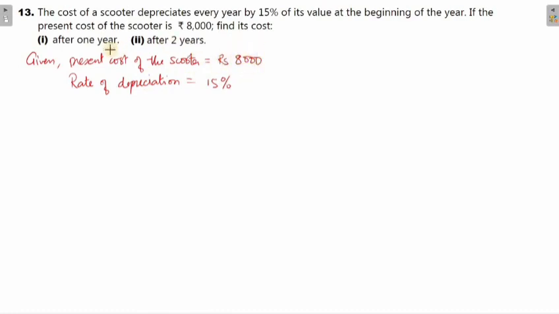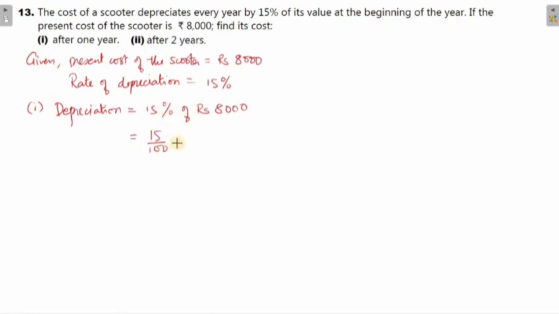Okay, so after 1 year, let's see what is the cost. Let me write sub number 1. When you write sub number 1, you will definitely understand that it is the case after 1 year. So let's see what is the depreciation. All of you know depreciation is 15% of the cost of the scooter. The cost of the scooter is given to be rupees 8,000. So the depreciation is 15% of 8,000.